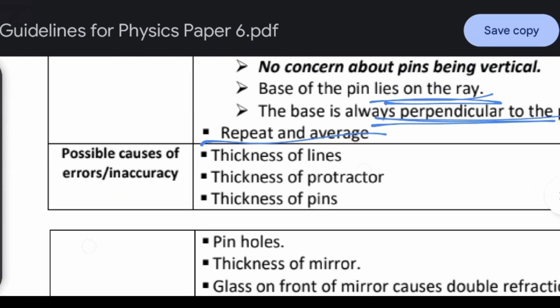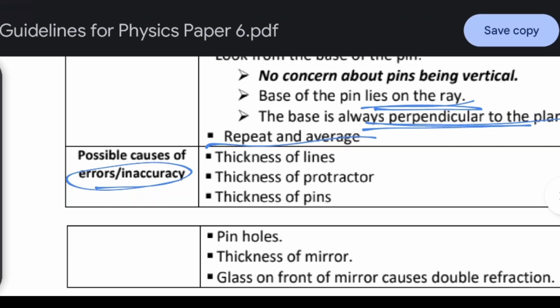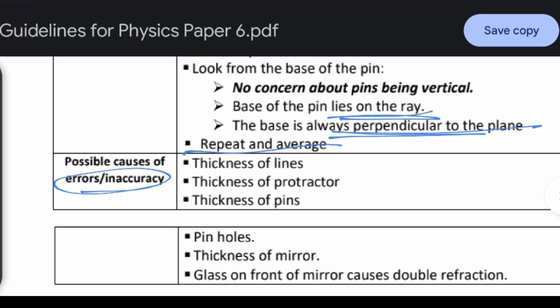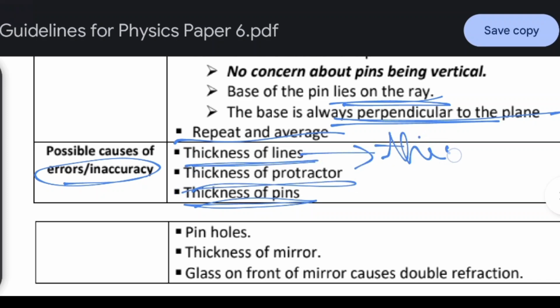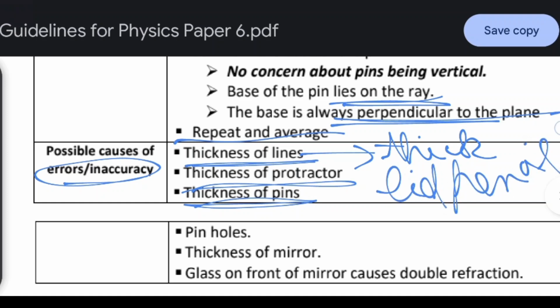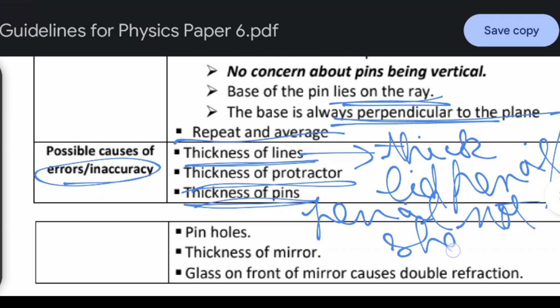Now, possible sources of inaccuracy. Again, they ask you this question: another student did this experiment, what was the error which he made, because of which he did not get accurate results? The pins were too thick, the protractor was thick, the lines were thick. Maybe he used a thick pencil lead. You can write that the pencil was not sharp. Also the thickness of the mirror: glass in front of the mirror causes double refraction.